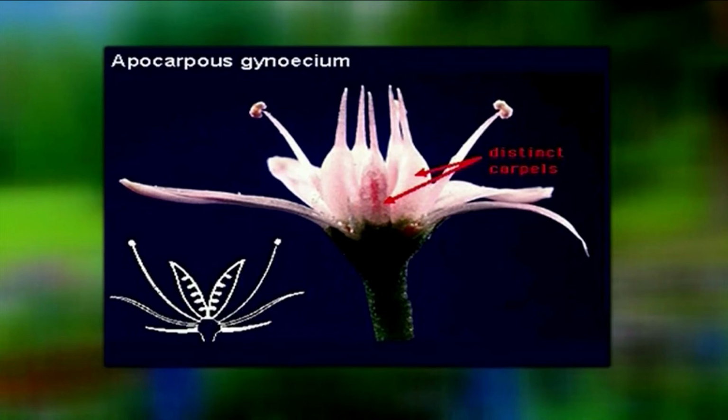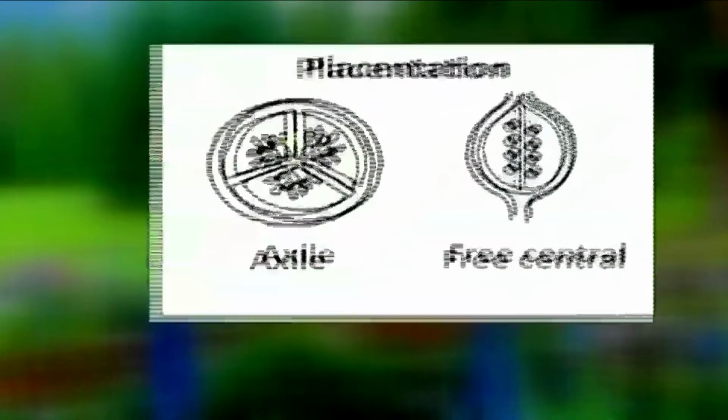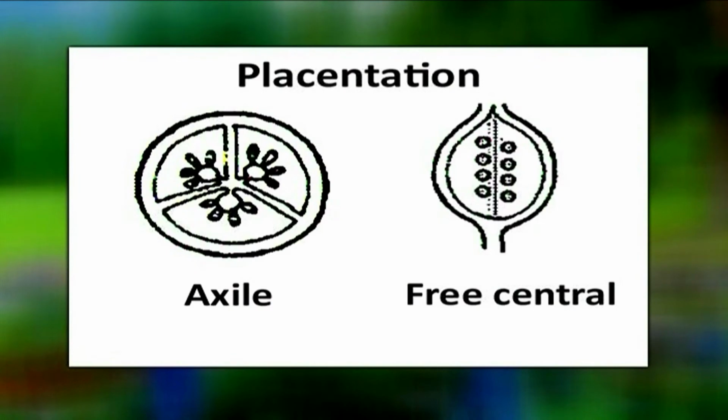represented by 8 families. Order 2nd, Parietales, placentation parietal, represented by 9 families. Order 3rd, Polygalineae, ovary with 2 to 3 locules, represented by 4 families. Order 4th, Caryophyllineae, axile or free central placentation, represented by 4 families.